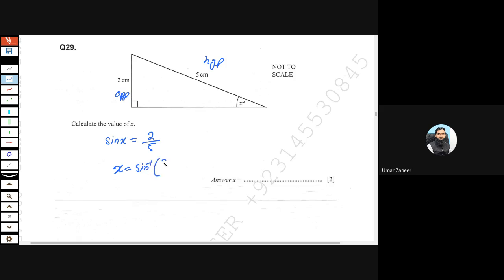Yes, please find the value, everyone. Sine inverse of 2 divided by 5. Say 23.6. 23.6 degree. Yes, everyone, any question up here?